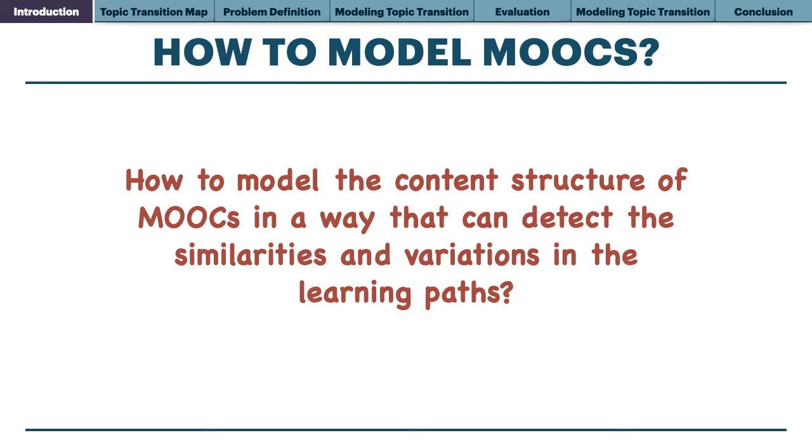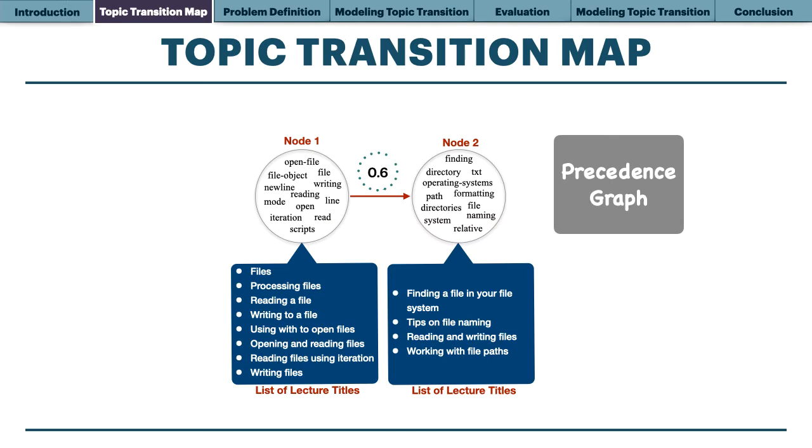So the question is, how can we model the content structure of similar MOOCs in a way that detects the similarities and variations in the learning paths? In the previous work, we introduced the notion of the precedence graph to model the similarities and variations in the learning paths of different courses. The precedence graph clusters similar lectures into the same cluster and then links the clusters with a precedence relation that has a strength score to determine how common this relation is.